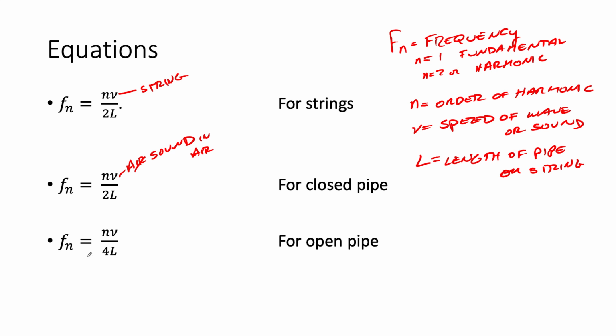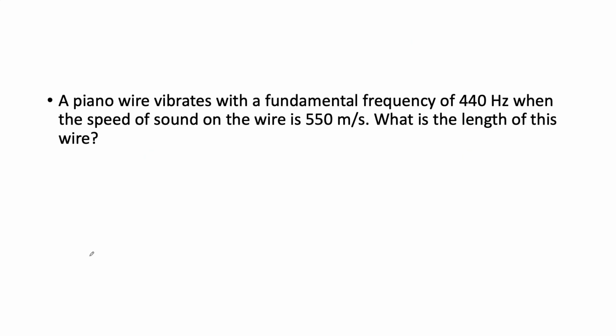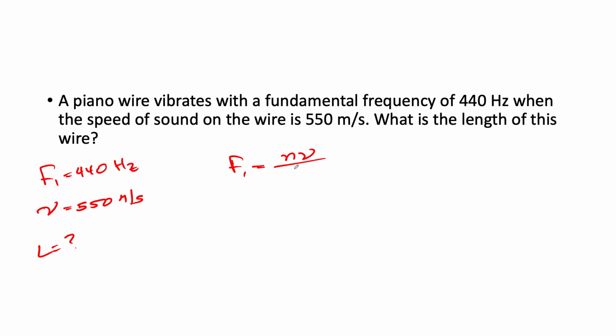Now let's figure out how we're going to do this. A piano wire vibrates with a fundamental frequency, so F sub 1 is 440 hertz. The speed of sound on the wire, so the speed is now 550 meters per second. And we want to know what L is. So the fundamental frequency is equal to n times velocity over, since this is a string, 2L.